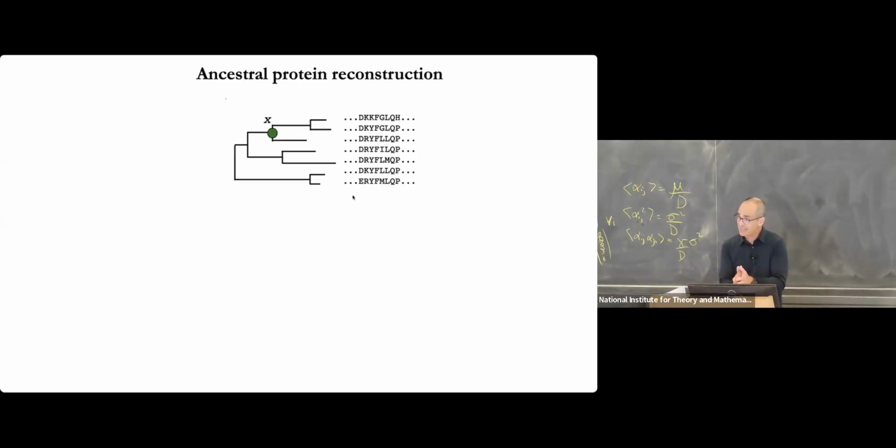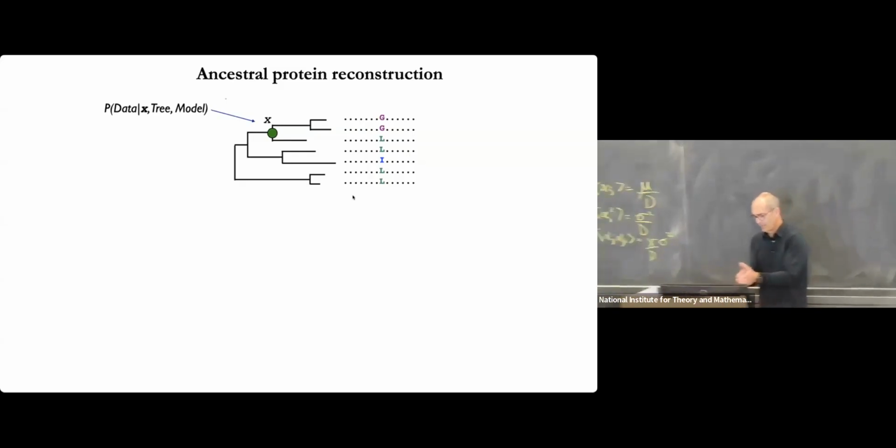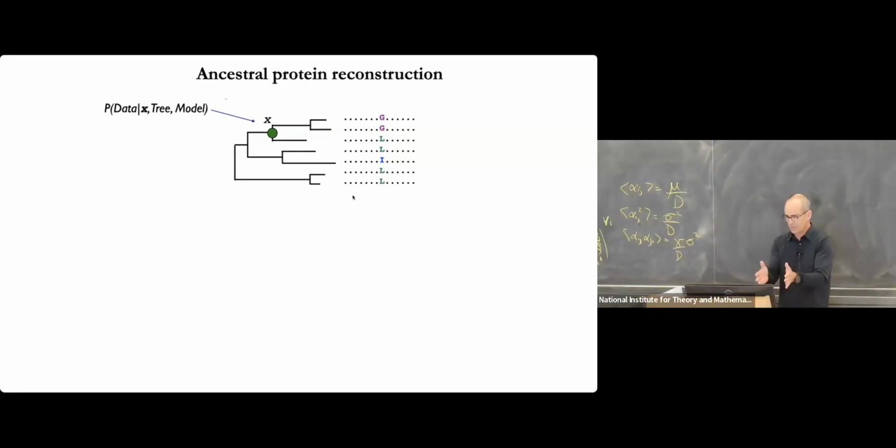And if we are interested in the sequence at some ancestral node, the method proceeds site by site. It assumes that sites are independent. And given an evolutionary model, a continuous-time Markov model, that specifies the probability of changing from any one amino acid I to any other amino acid J, we can calculate the probability of the entire alignment given the ancestral state, the tree, and the model. That's the likelihood of some ancestral state X.